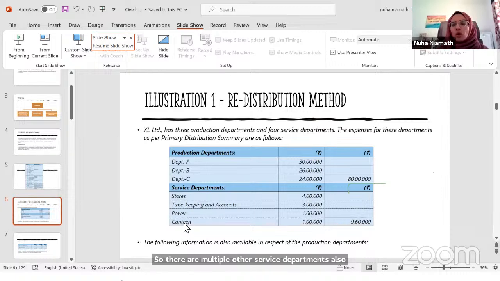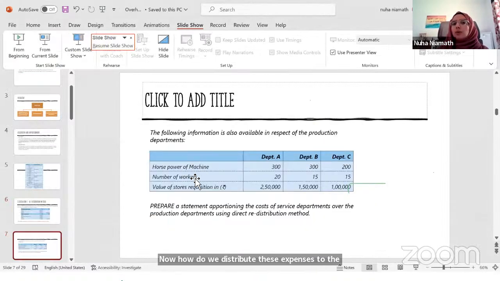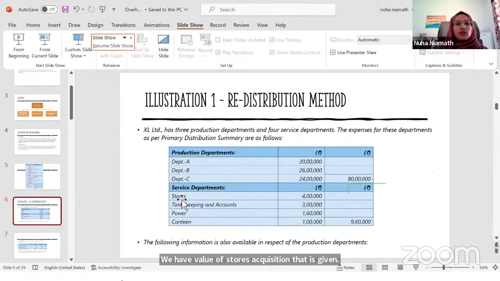So the most common thing to do is to distribute these expenses to the production departments. Now, how do we distribute these expenses to the production departments? If you see here, we have some basis of distribution. We have horsepower given, we have number of workers given, we have value of stores requisition given. So if you look at stores, definitely it will be on the basis of the value of stores requisition. If you look at timekeeping and accounts, it is generally taken care of by the workers. So number of workers will be used to distribute it. Power will be on the basis of horsepower of the machine.